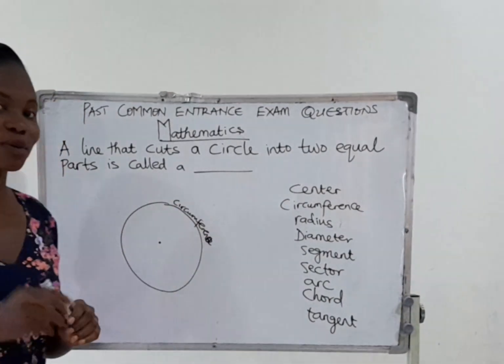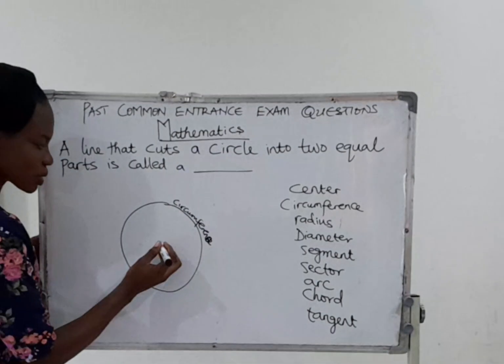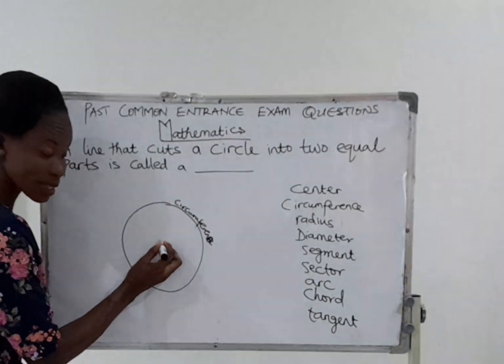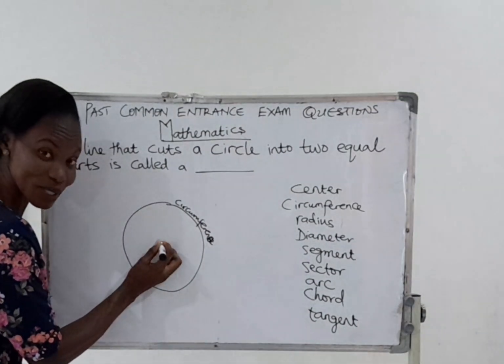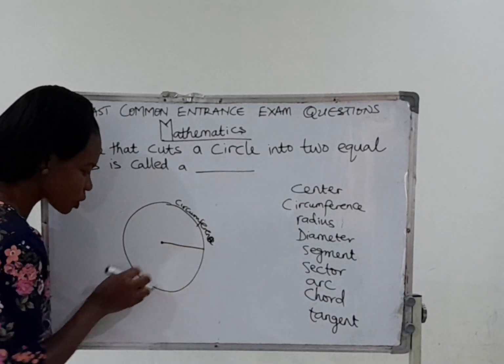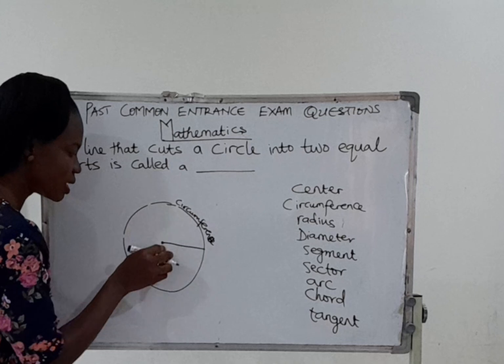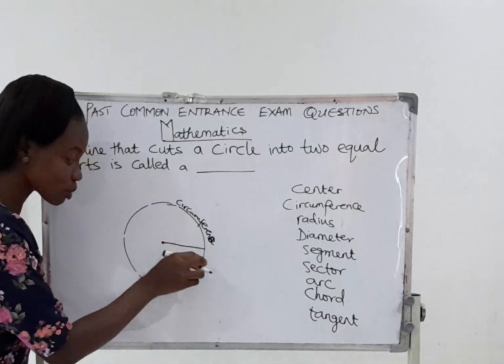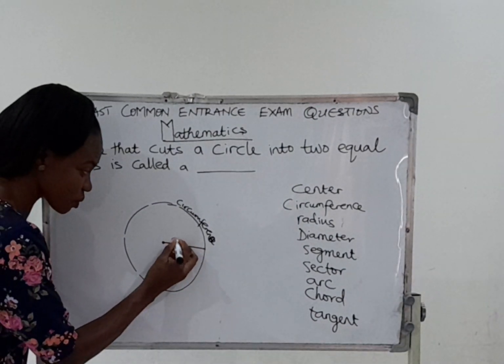So we have the radius. The radius of a circle is the line that moves from the center of the circle to any point of the circumference. So any line that moves from the center of the circle to any point of the circumference is called the radius.